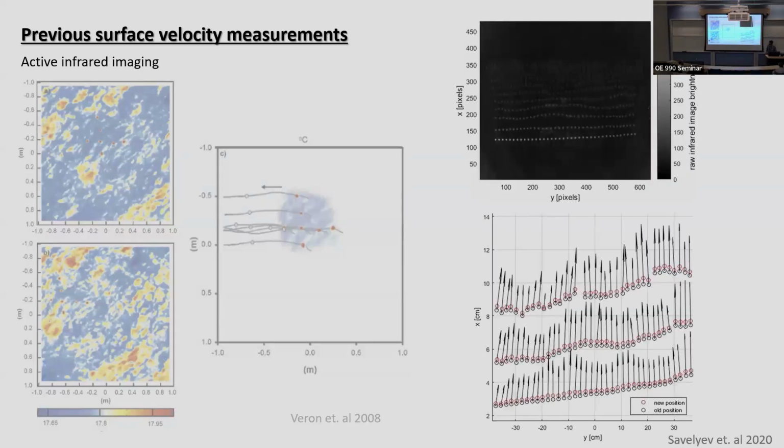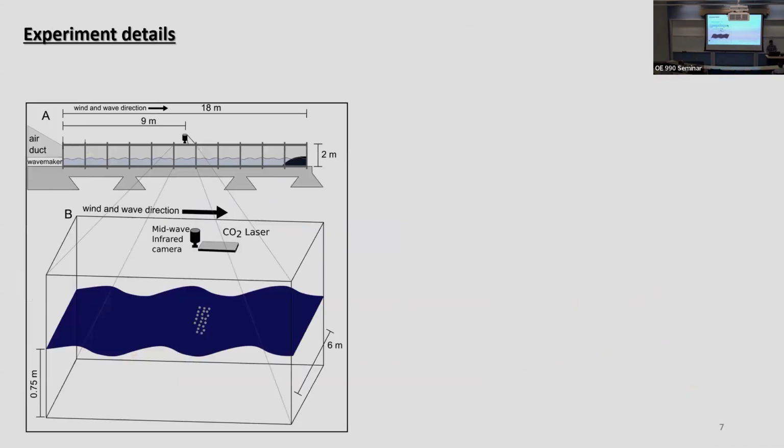Now, that was back in 2008. A more recent work done by Scalar et al. in 2020 used the same method, but with a more structured, more regular grid, and a larger number of spots. The top figure is the raw thermal infrared image. The bottom plot shows the position of the spot in the previous frame, and then the new location of the spot, and using that difference, you could calculate your velocity field at the surface. Now, let's talk about what we are doing.